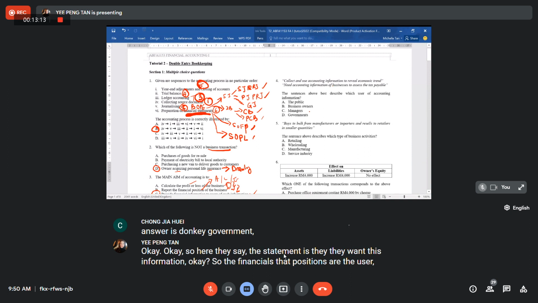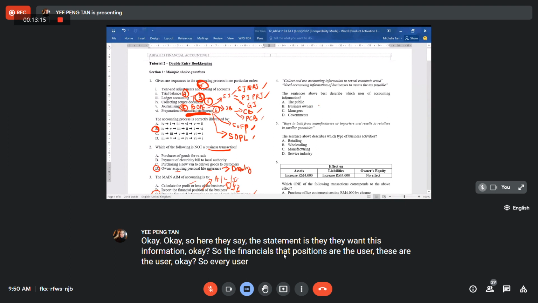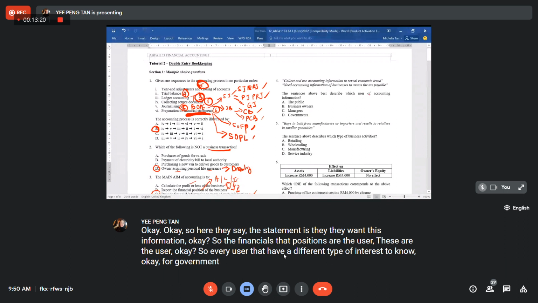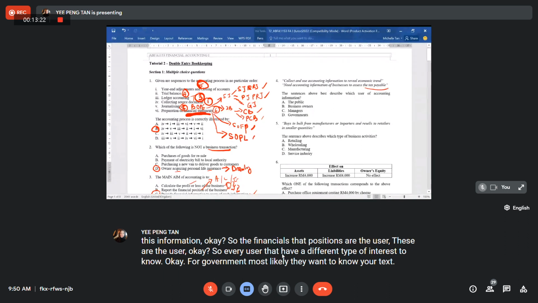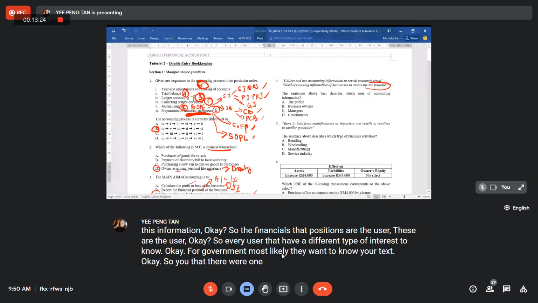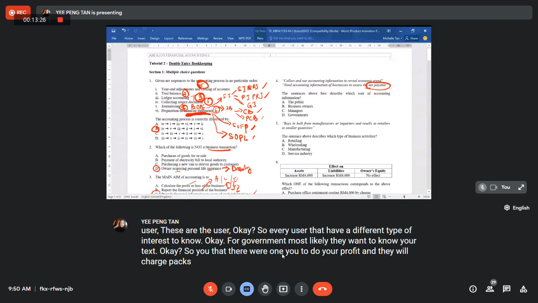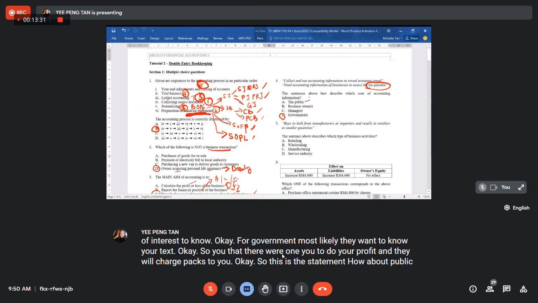Every user has a different type of interest. For the government, most likely they want to know your tax. So they will want to know your profit, then they will charge tax to you. Okay, so this is the statement. How about the public? Why does the public want to know the financial statements?